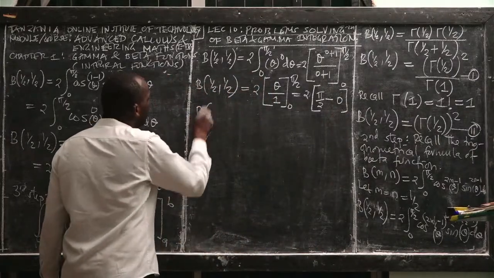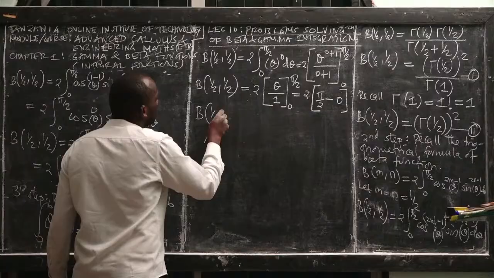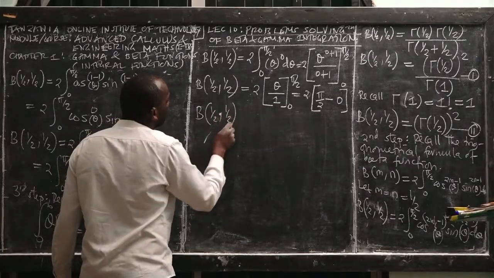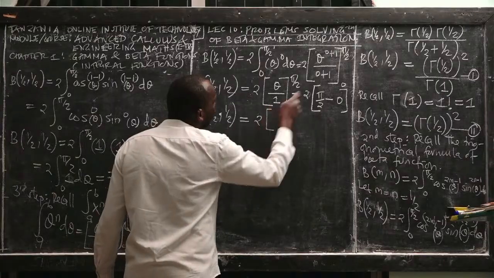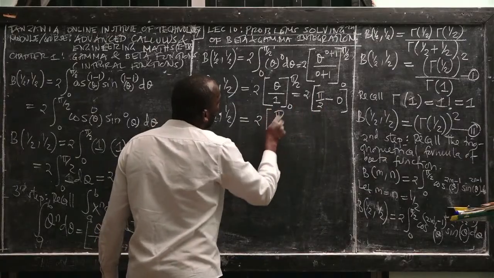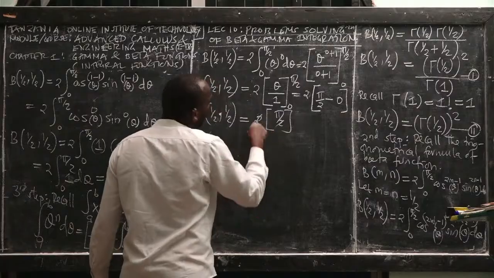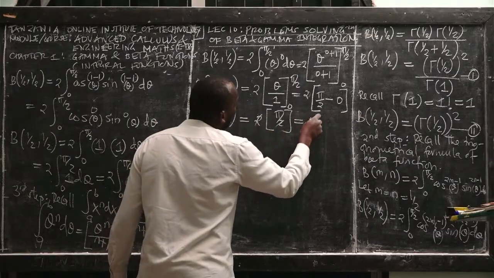So, dear students, beta of a half, comma, a half is equal to twice, then pi over 2 minus 0, which is pi over 2. So the 2 and 2 cancel. So this is pi.